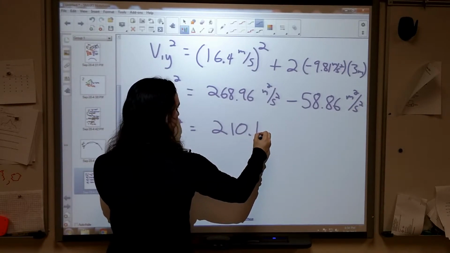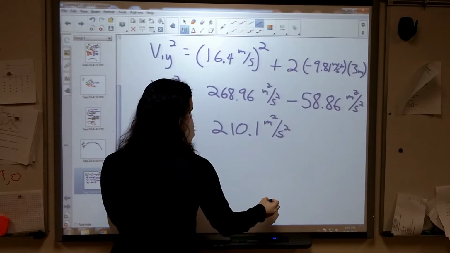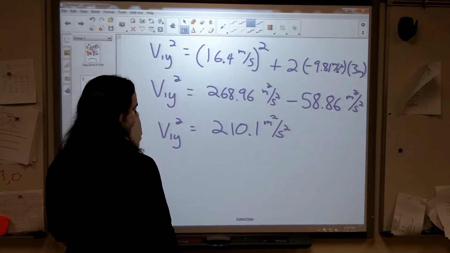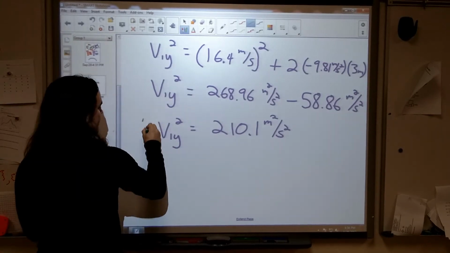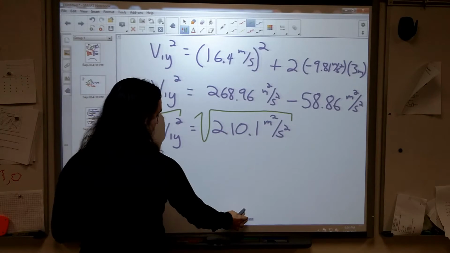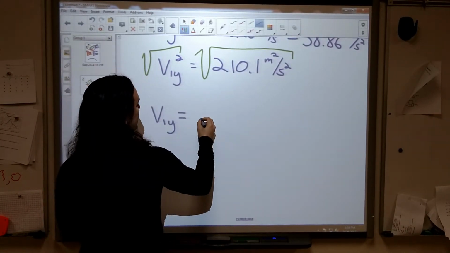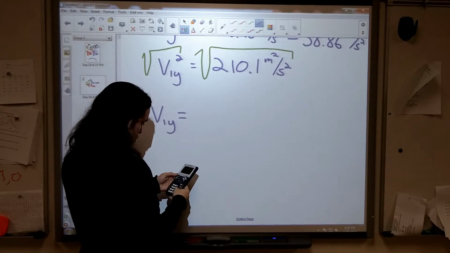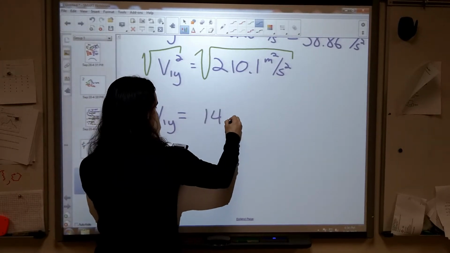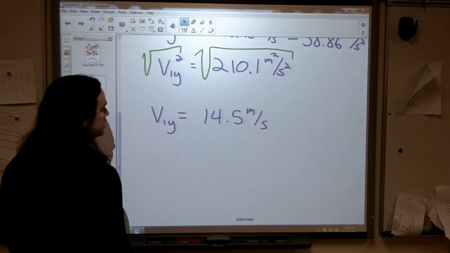Whoa, wait, why does that sound familiar? Meters squared per second squared. That sounds really familiar. All right, let's find our final velocity, familiar or not. Okay, so I'm going to take a square root to get rid of that squared. And here we go. I'm going to do v1 in the y equals square root. Answer is 14.5 meters per second. Those are my units.